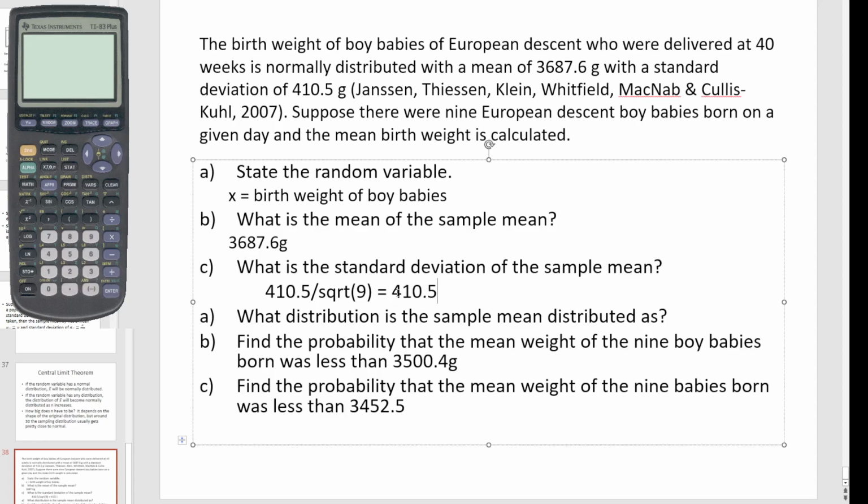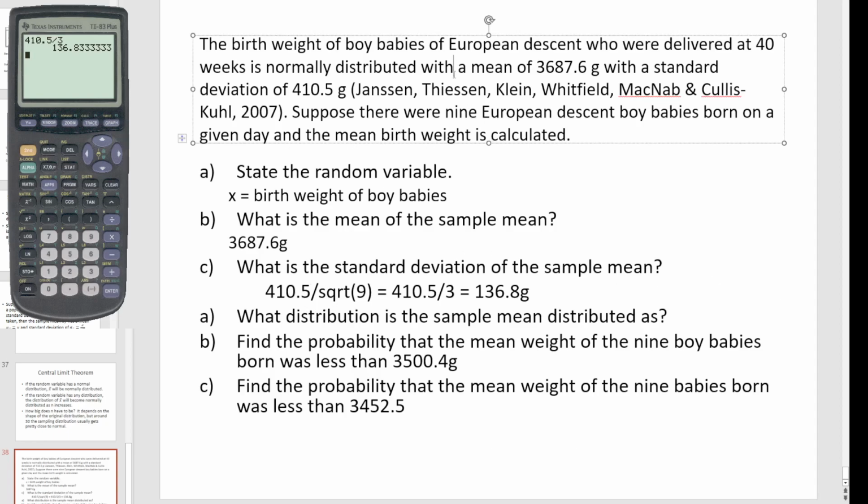This is 410.5 divided by 3. And we type this into a calculator. This is 136.8 grams, I believe. Let's see, 410.5 divided by 3. Again, this is because the standard deviation of the sample mean is the standard deviation divided by the square root of the sample size. And the sample size was 9 in this case. There were 9 boy babies born.